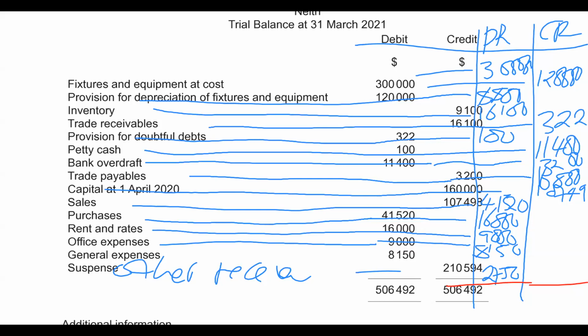393,220. You can start again. 300,000 plus 8,800 plus 16,100 plus 100 plus 41,520 plus 16,000 plus 9,000 plus 8,150 and plus 2,750. What is the closing balance?